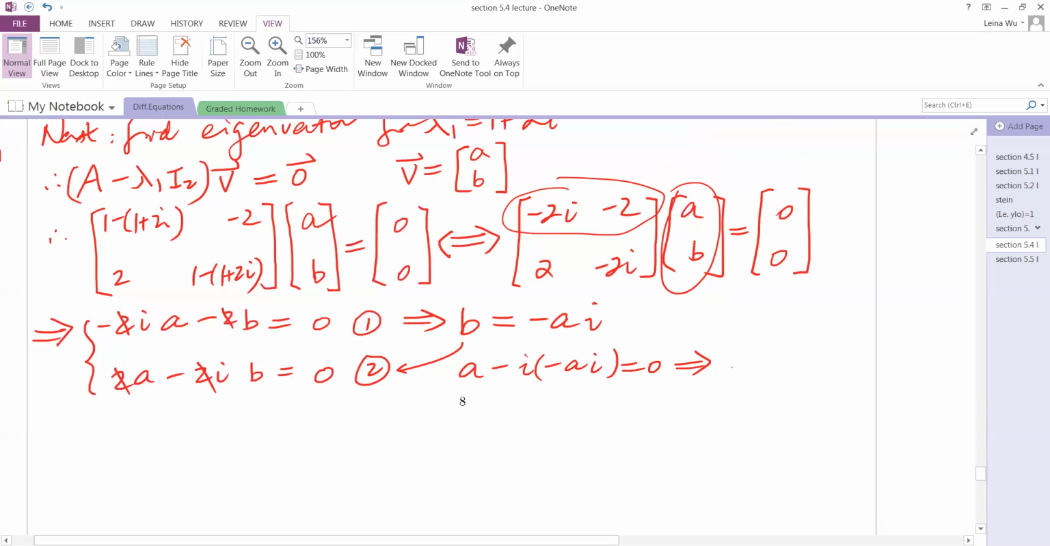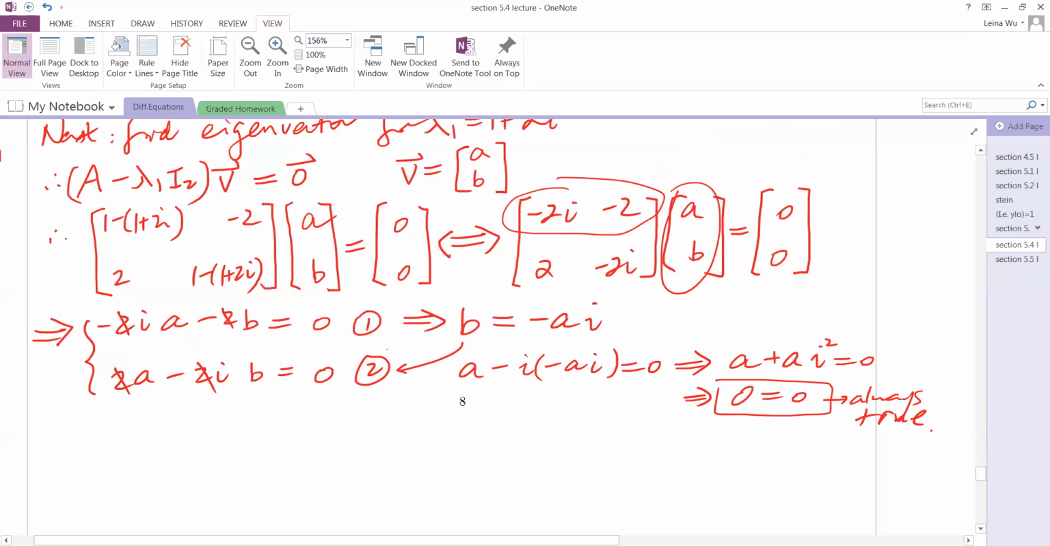What do we have here? a plus a i squared equals 0, right? So it cancels out. It's just a minus a, which is 0 equals 0. What does it tell you? 0 equals 0. There are infinitely many solutions. This is always true, right? Basically, what it tells you is once I plug in b equals negative ai, this equation 2 always works.